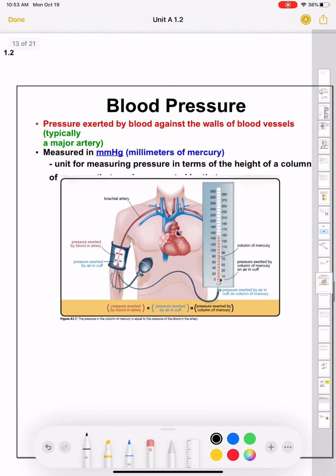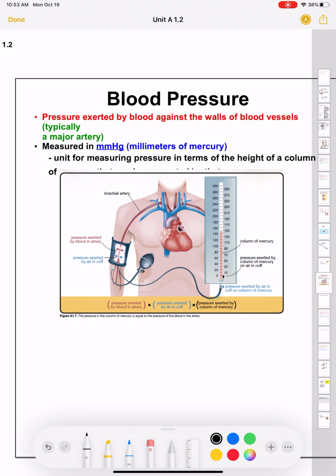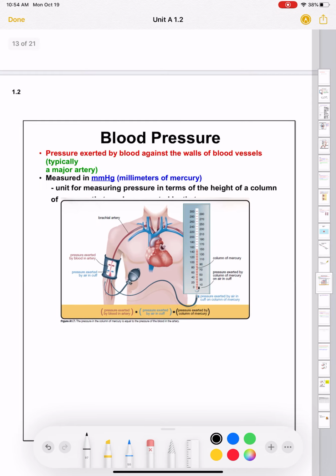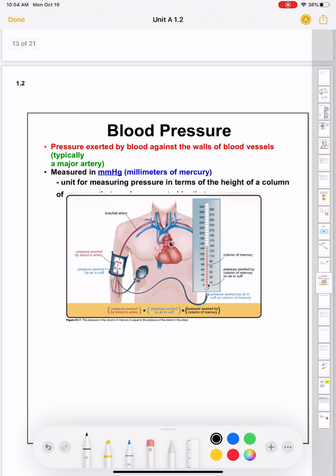Show you about blood pressure. So if you guys were in class, we would definitely do a blood pressure lab. And if you do come back, we will do this. But blood pressure is the pressure exerted by blood against the walls of blood vessels. This is typically a major artery.